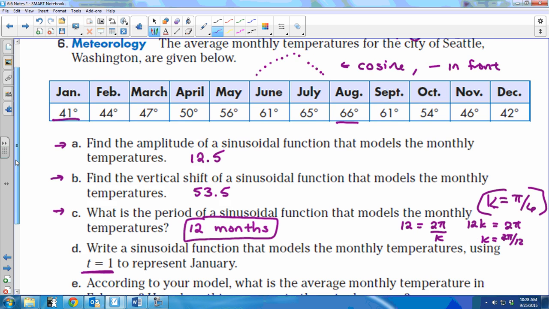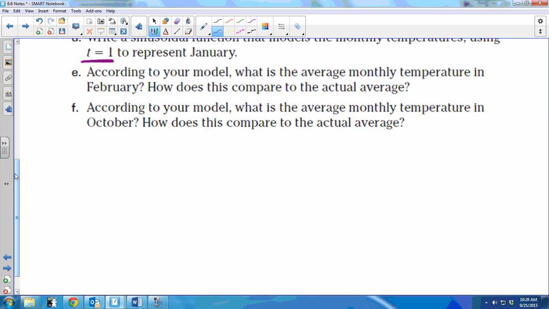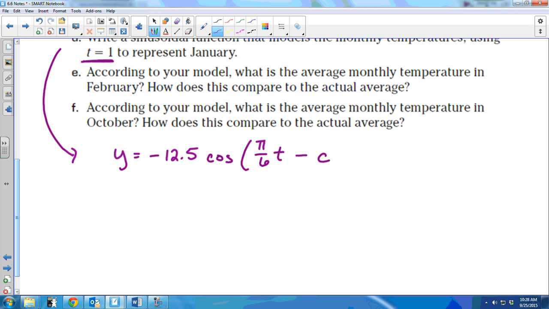Okay. So here's what we got for D down here. So I need some space. We know right now we have y equals negative 12 and a half, because that's the amplitude, times cosine, pi over 6, that's what k was, times t, or times theta. They're using t in this question, so I'm using t, but you can put theta, it's not wrong. We don't know what the phase shift is, though. We know it's going to start at t equals 1 instead of t equals 0, but we don't know what the phase shift is. And then we have plus 53.5.